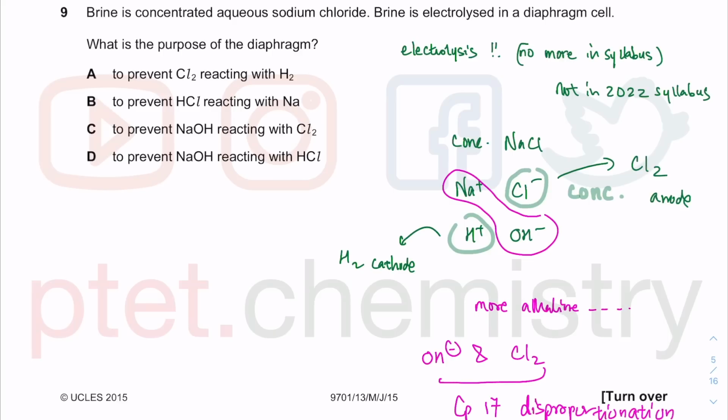So you don't want the NaOH to react with Cl2. Therefore, you must have a partition called a diaphragm in order to separate these two from mixing together and reacting. Disproportionation is in the current syllabus. But the electrolysis is not in your current syllabus. Just be aware of that.